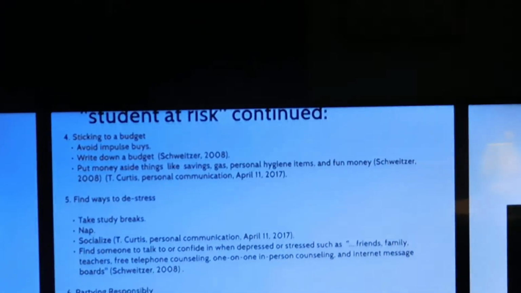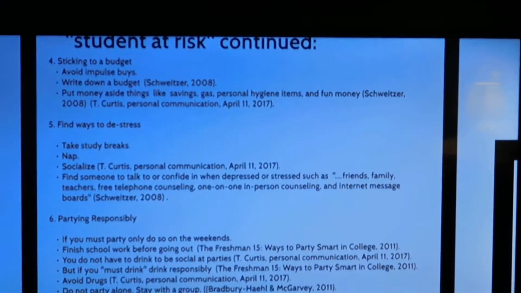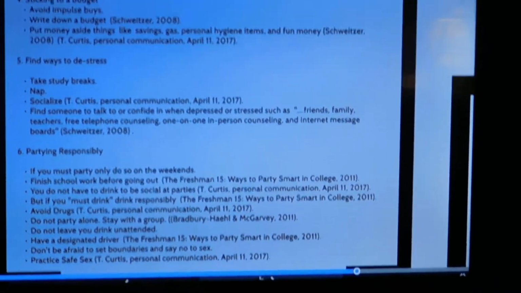Here are the last 3 ways to avoid being a student at risk. Sticking to a budget by avoiding impulse buys, writing down a budget, and putting money aside for things like savings, gas, personal hygiene, and fun money. 5 ways to de-stress when you feel school is too stressful for you is taking study breaks, nap, socialize with friends, and find someone to talk to and confide in when you're stressed. This can be someone such as friends, family, teachers, or a counselor.